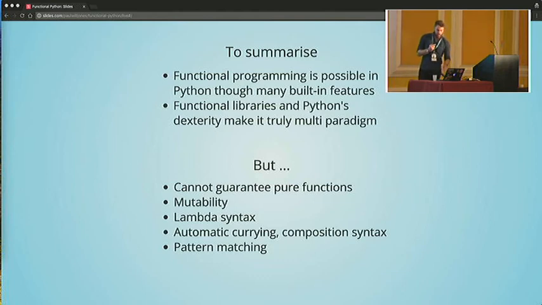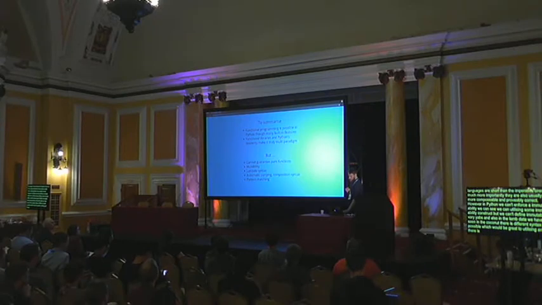However, in Python, we can't enforce immutability. We've seen that we can utilize some immutable data constructs, but we can't define immutable variables. Also in the lambda syntax that we've seen in FnPy and Coconut, there's different syntax possible, which would be great to utilize. And there's no support for pattern matching.